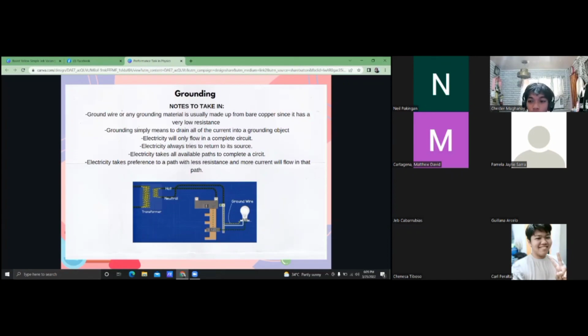And the grounding here is that if ever the hot wire touches a metal or any other material in a circuit, all the electrons or the electric current will flow through it to the grounding wire. Since it has a very low resistance, electrons will take a preference to that path, and it will also come back to its source, which is the transformer. Next.